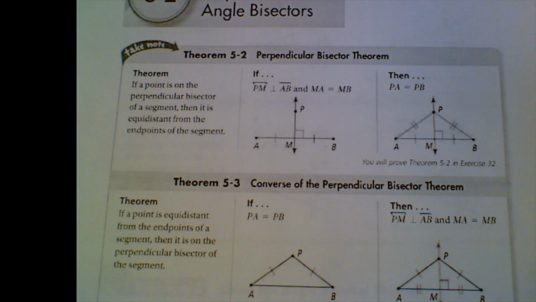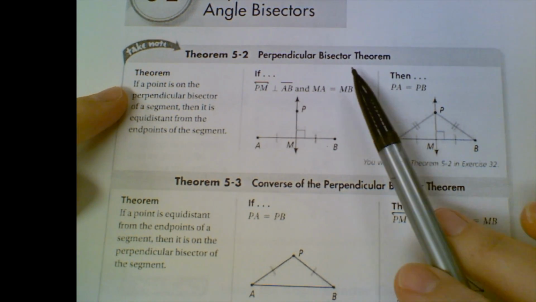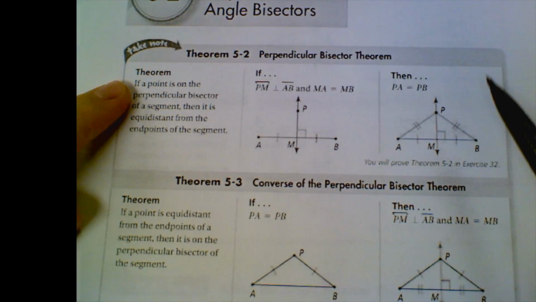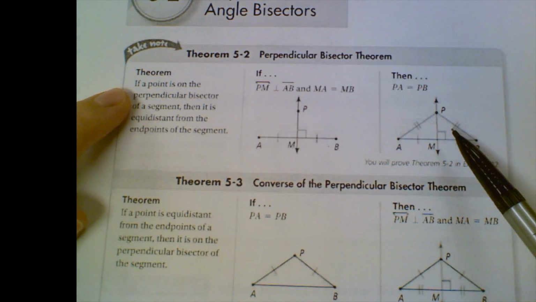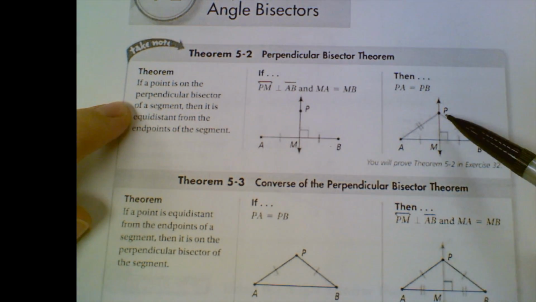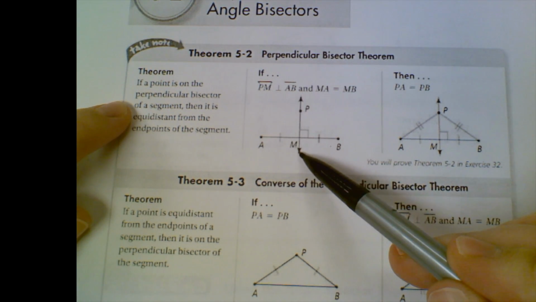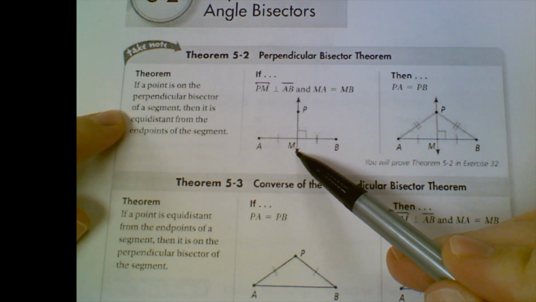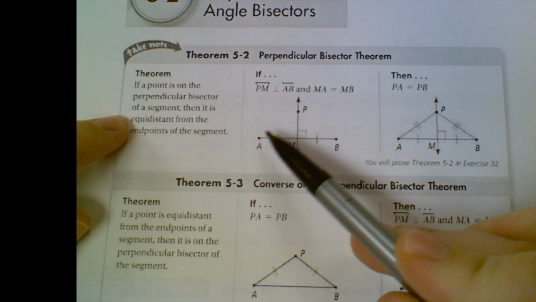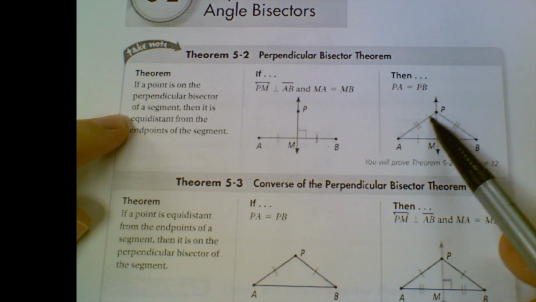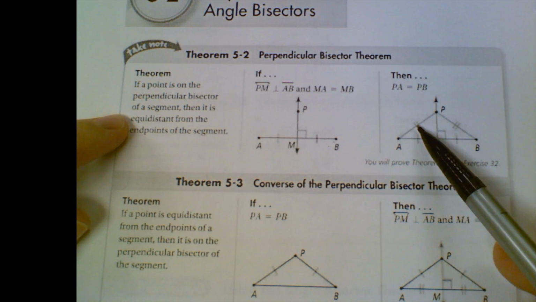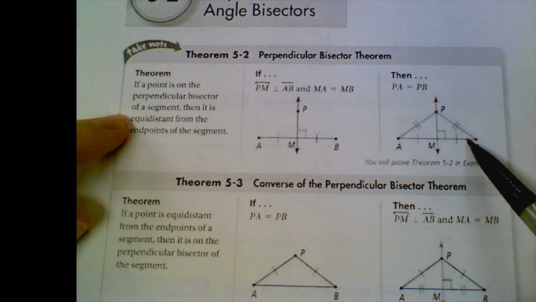Section 5.2 is about perpendicular and angle bisectors within a triangle. Theorem 5.2 is the perpendicular bisector theorem. It says if a point is on the perpendicular bisector of a segment, so that means like P is on the perpendicular bisector, then it's equidistant from these endpoints. Therefore I know that this line segment is congruent to this line segment.